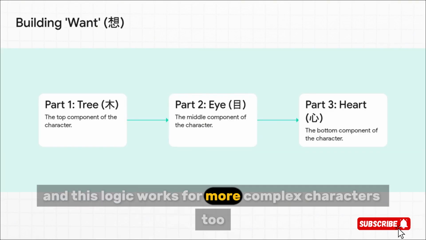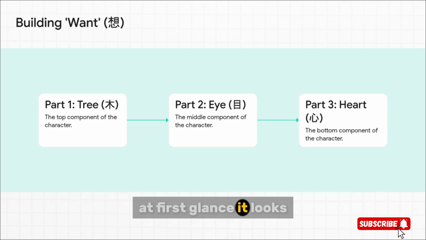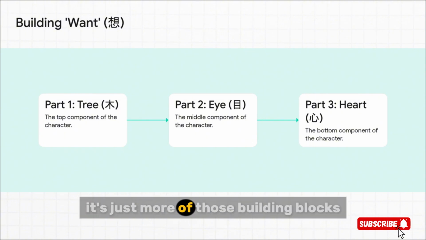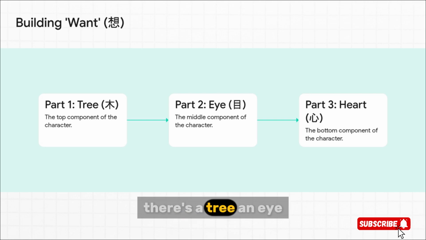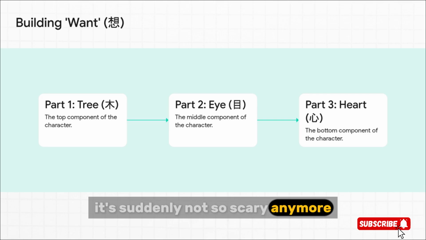And this logic works for more complex characters, too. Take a look at xiang. This means to want or to think. At first glance, it looks, well, a little complicated. But let's break it down. It's just more of those building blocks. There's a tree, an eye, and a heart. Once you see the parts, it's suddenly not so scary anymore.